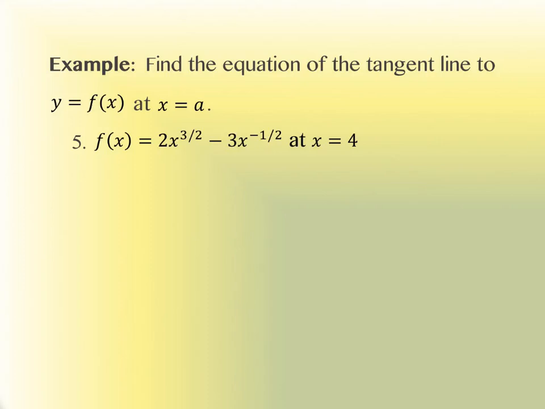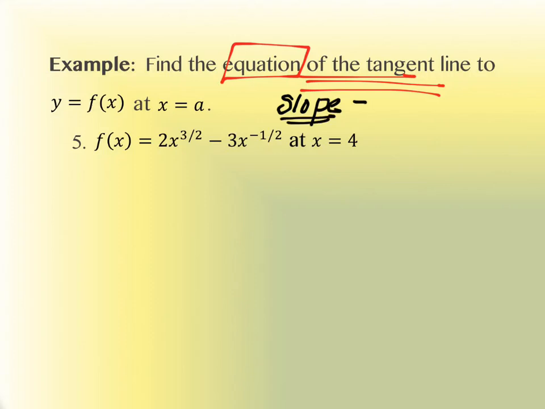So be real careful, especially when you're on a test or whatever. Make sure you're looking at what you're actually asked to find and giving every piece of it. Not more than you need, but not less than you need as well. All right, so this one wants us to find an equation of a tangent line. Whenever we see that phrase, it's asking us to find, first of all, the slope of the tangent line. And finding the slope is equivalent to finding the derivative.